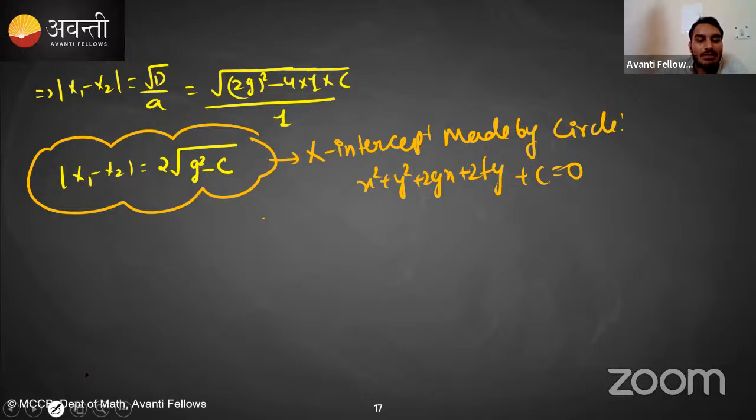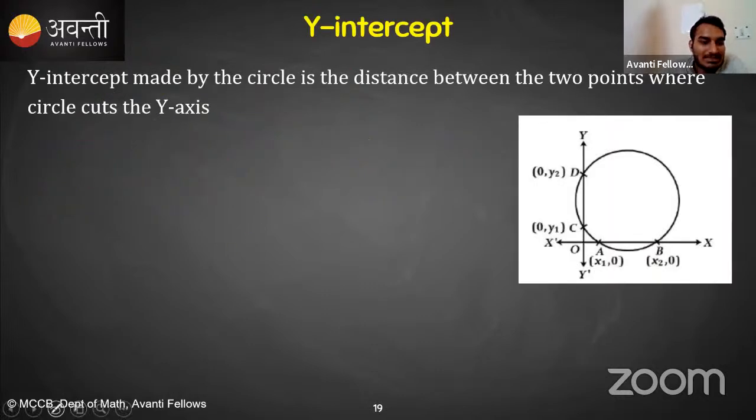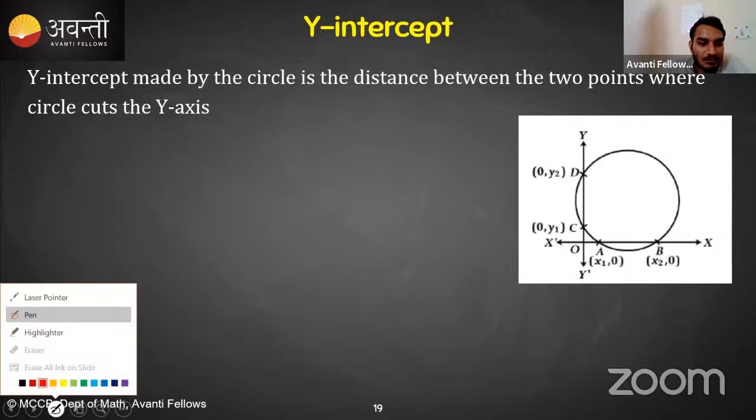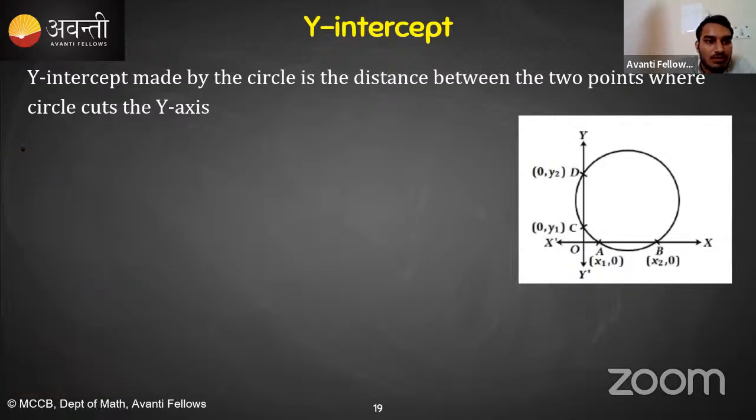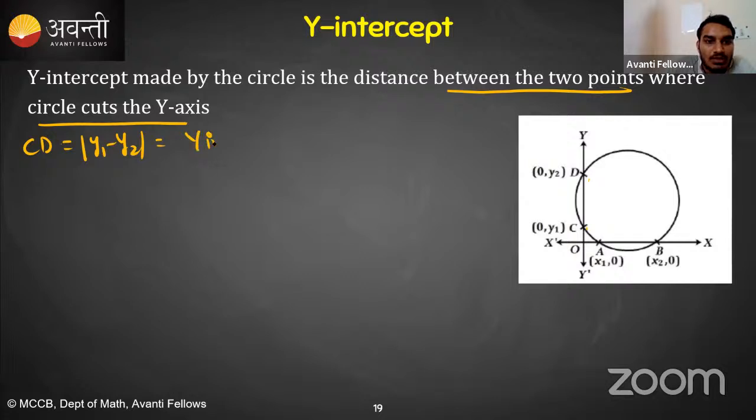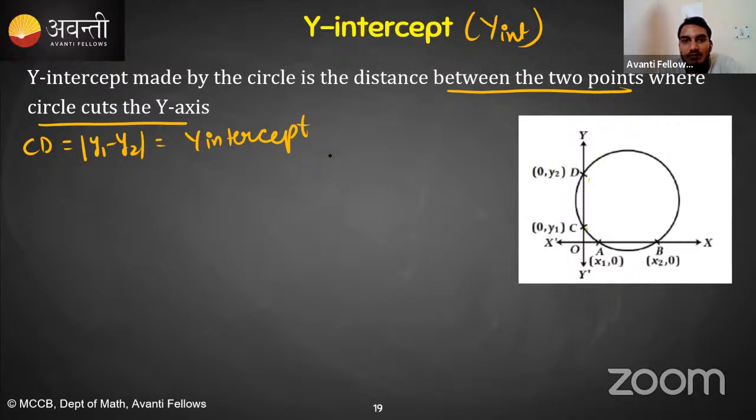Similarly, if the x intercept is clear, then in the similar way we can derive the y intercept, right? Same method, exactly the same method. So let's look at the y intercept. The y intercept of the circle is the distance between the 2 points where the circle cuts the y axis, which is the distance CD. So CD is nothing but mod y1 minus y2, which is the y intercept only. I will use this abbreviation, y subscript int, for the y intercept.